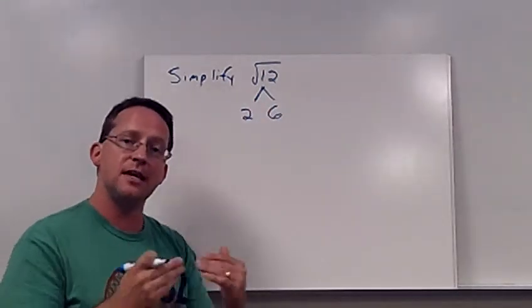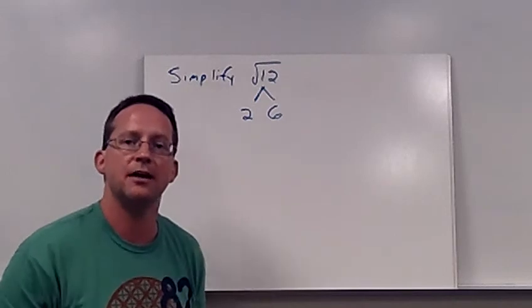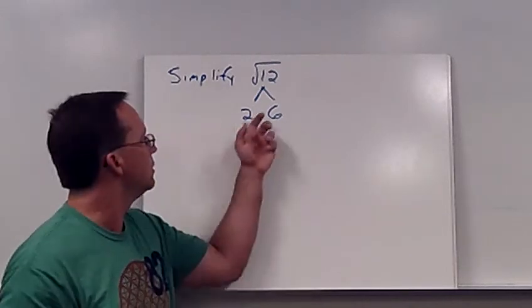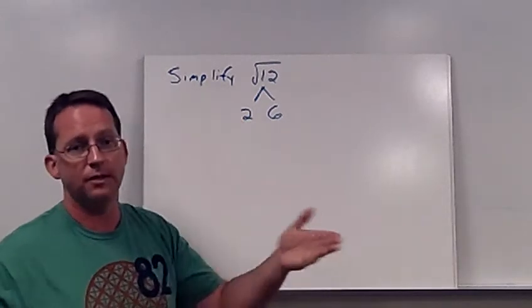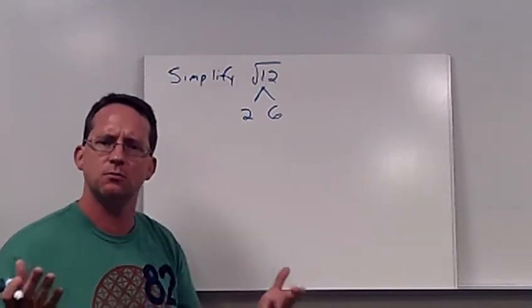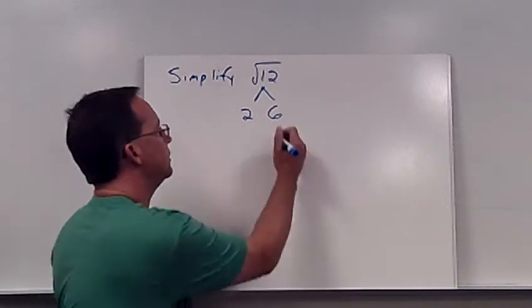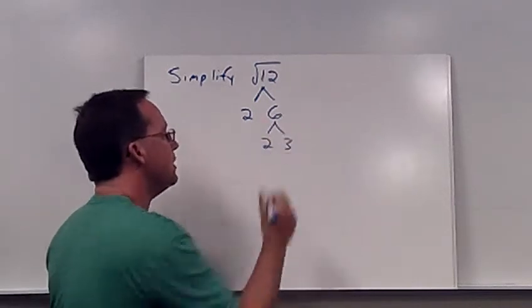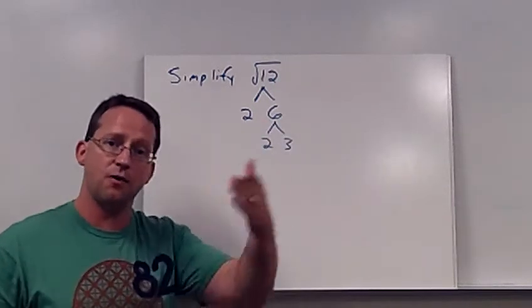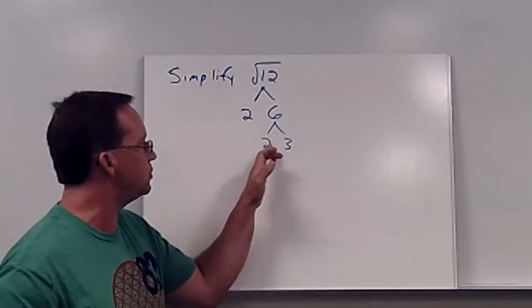You continue breaking down that number until you can't break it down anymore, until we get all prime numbers. So 2 doesn't break down anymore. 1 times 2, you don't have to write the ones, just 2's prime, we can stop there. Now we can break down 6 into 2 times 3. And now at the end of our tree, we have a 2, a 2, and a 3.